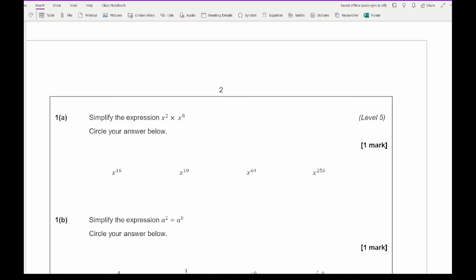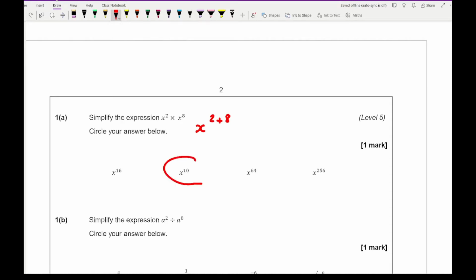So let's have a look at these multiple choice questions now. These questions are taken at level 5, so the level 5 questions could easily appear on the foundation paper, and anything beyond that could appear on the higher paper. So in this first one, all it's a case of doing is using the first law of indices. So when we're multiplying and the bases are the same, what do we do to the powers? Well, we add them. So that's going to be x to the power of 2 plus 8, which is x to the power of 10.